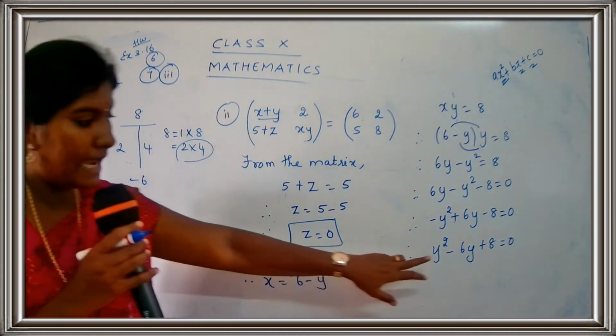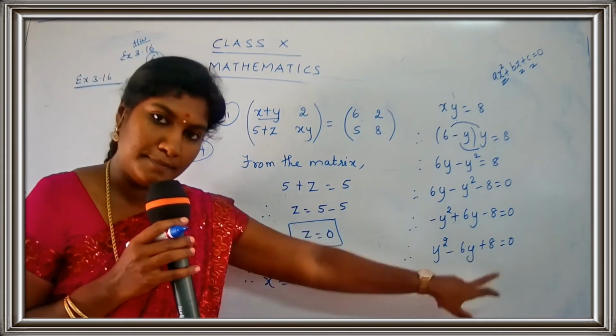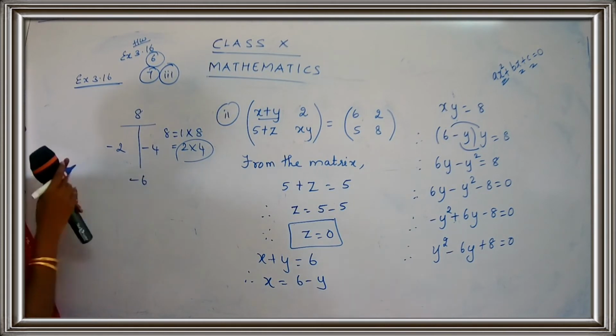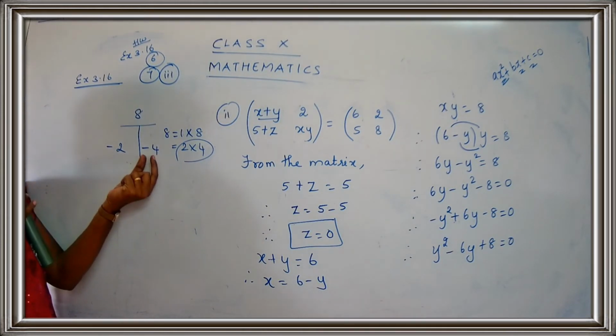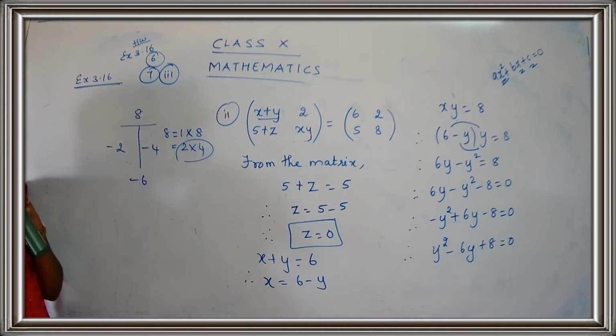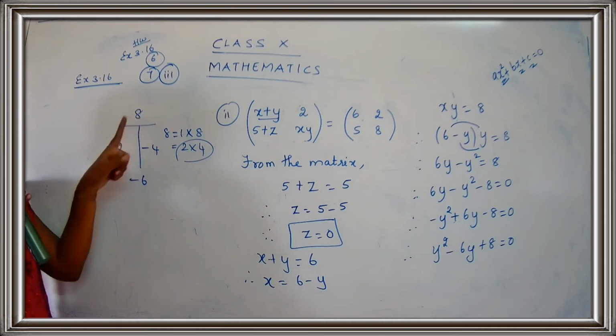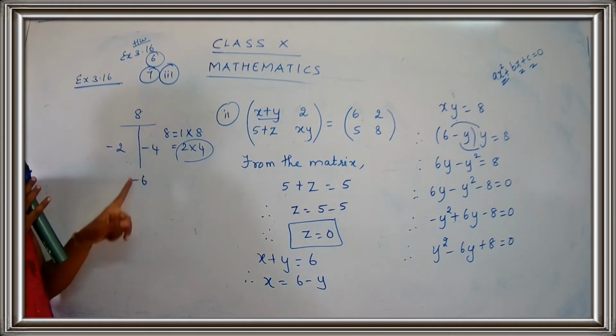Remember, this is minus and plus. Whenever you have minus and plus, you have to choose the numbers as minus, minus. So minus 2 into minus 4. Minus 2 into minus 4 is plus 8. Minus, minus, plus. Minus 2 into minus 4 is plus 8. Minus 2 minus 4 is minus 6.